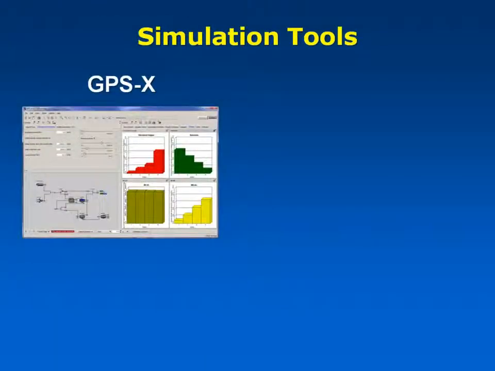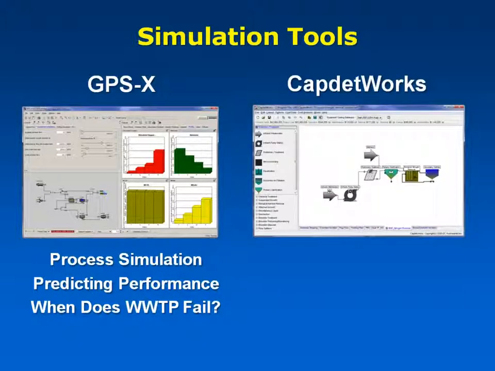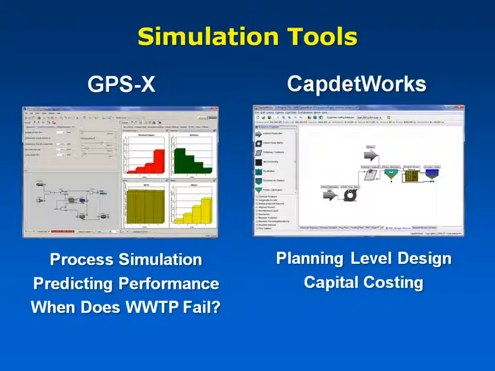Just so that you have a good feeling for the difference between these two pieces of software, GPS-X is a process modeling package. So it's trying to describe the activity in an activated sludge system and in the clarifiers and solids handling and so on, and it allows you to predict performance. We're going to be using that to ask ourselves the question, when does this wastewater treatment plant fail? At what point have we run out of capacity? And alongside that, we're going to be using CapdetWorks, which is a planning level design tool. The most important feature that we'll be using today is the ability to do capital costing. We are going to be using it to answer the question, how much does this upgrade cost? We can use it to cost entire plants or parts of plants, and you'll see how these two things come together today.